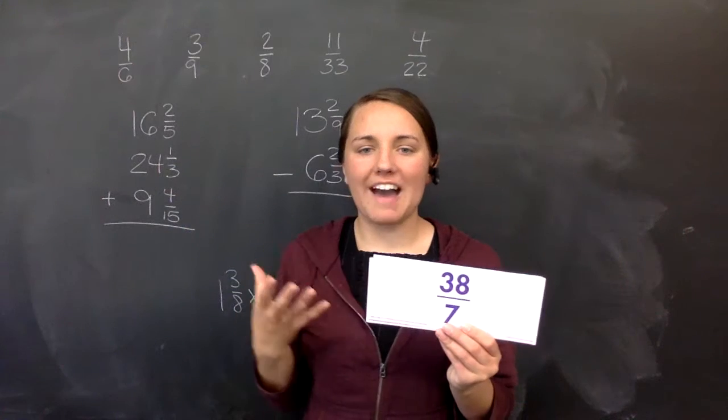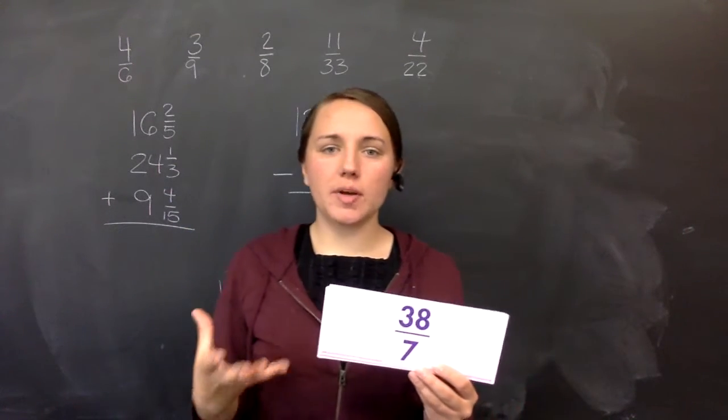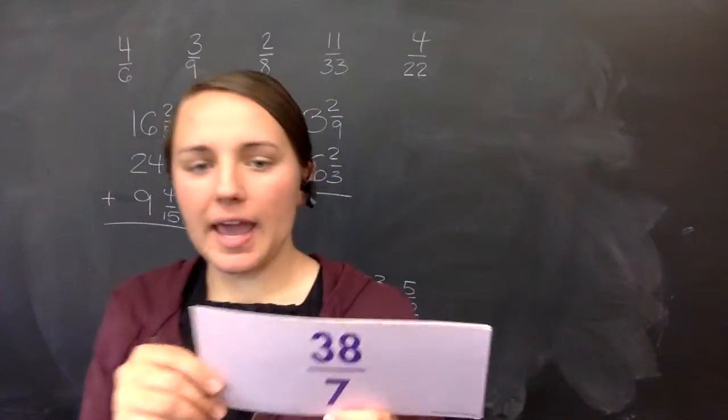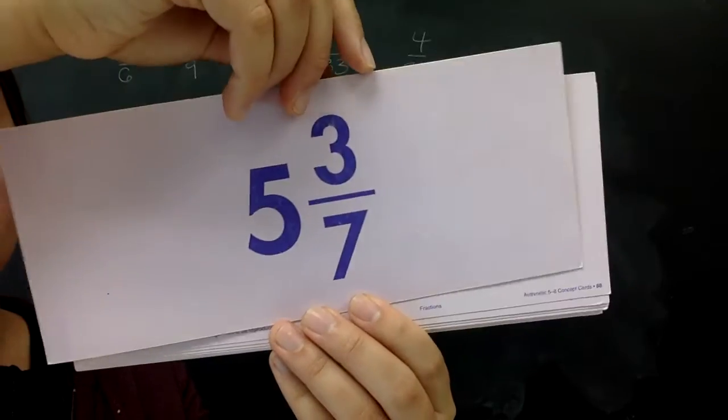Okay, now we have some mixed numbers. And what do we do when we have mixed numbers? What do we change them to? Mixed numbers we change to improper fractions. So go ahead and change these to their improper fraction. 5 and 3/7.